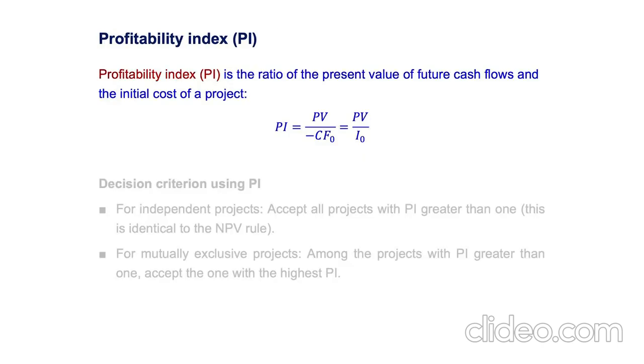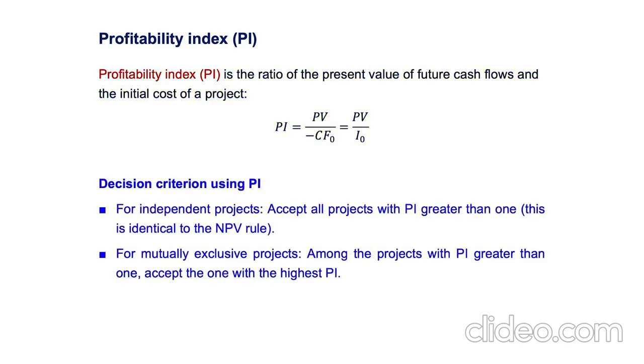The last rule we're going to consider is based on a project measure called Profitability Index, or PI. The PI of a project is defined as the ratio between the present value of its future cash flows and its initial investment. Formally, it's given by the equation on the slide. The decision rule based on PI is as follows. For independent projects, accept all with PI greater than 1. For mutually exclusive projects, among those with PI greater than 1, choose the one with the highest PI.